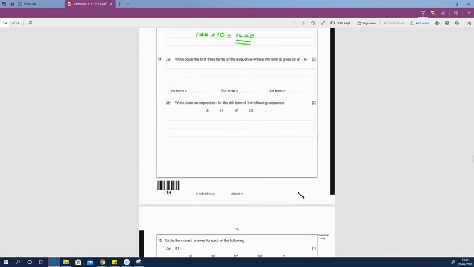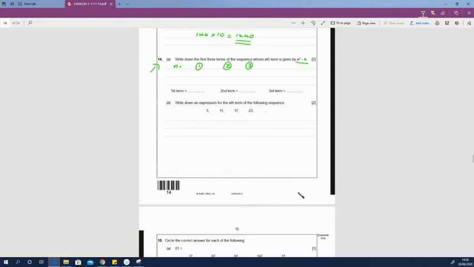Question 14 asks us to write down the first 3 terms of the sequence whose nth term is given by n squared minus 6. So if you remember your sequences, n is 1 for the first term, 2 for the second term, and 3 for the third term.